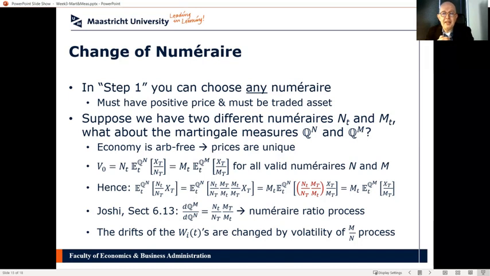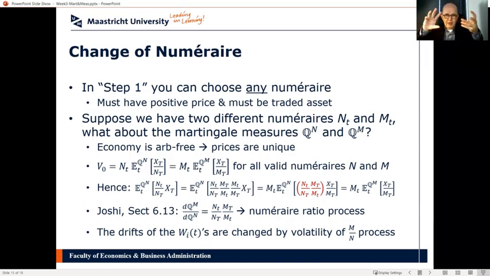Don't we have a problem here? If I do my option calculation with numeraire N, and I also do an option calculation with numeraire M, how do I make sure that these two prices are actually the same? It should be highly inconvenient when the price that I calculate depends on my choice of numeraire.